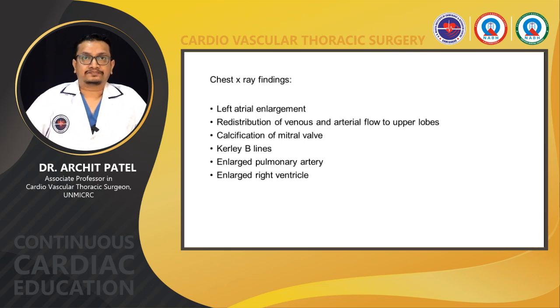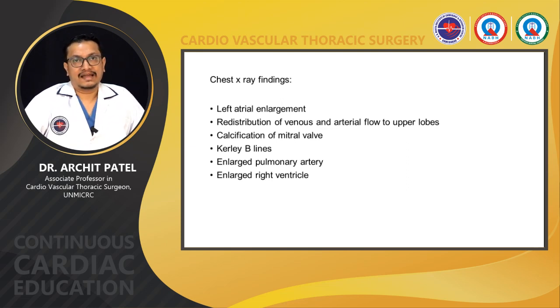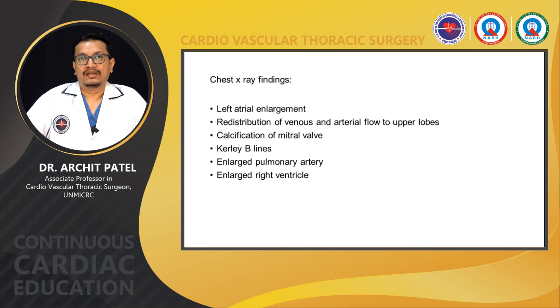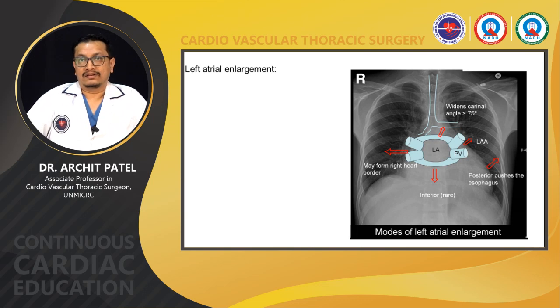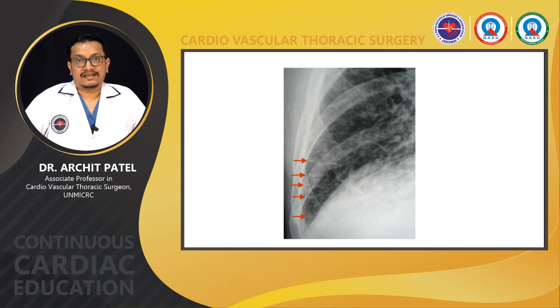Chest X-ray findings: left atrial enlargement, redistribution of venous and arterial flow to upper lobes, calcification of mitral valve, Kerley B lines, enlarged pulmonary artery, enlarged right ventricle. This is an X-ray showing various modes of left atrial enlargement causing widening of the carinal angle, towards the right, inferior, posterior. In this X-ray, we see the Kerley B lines which can be seen through the arrows.